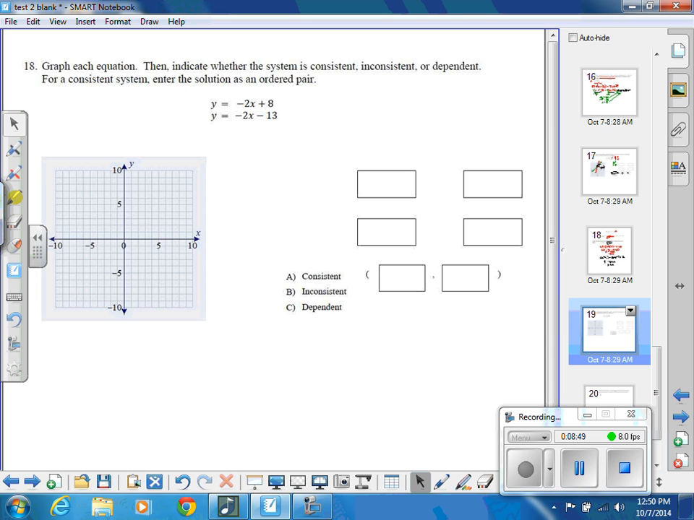Now, the next one also asks us to graph and figure out if it's consistent, inconsistent, or dependent. Guess what? It's inconsistent. How do I know this? I have not graphed anything. I am looking at this problem. It's not because I've already done this for you, students. It's because of the equation. What do they have in common? The same slope, negative 2x. What's different? These numbers. If that's the case, it's always inconsistent. Why? These are parallel lines. Remember we talked earlier about the same slope equals parallel lines.